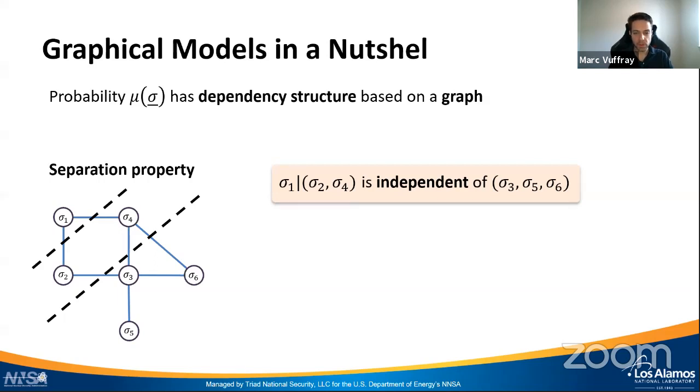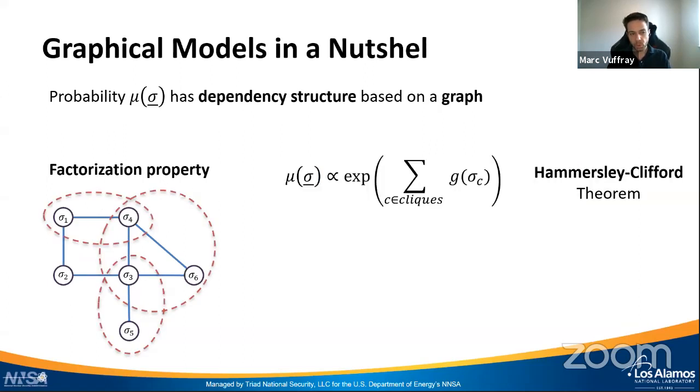In this case, the graph that you see is a graphical way to represent this independence property. If you make a cut in this graph that separates sigma 2 and sigma 4 from the rest of the world, then sigma 2, sigma 4, and sigma 1 are independent from the rest of the world, conditional on the neighbors. So if you cut and you condition on the neighbors on this cut, then the variable in the center of the cut is independent of the rest of the world. This is the Markov random field property that is captured by the graph.